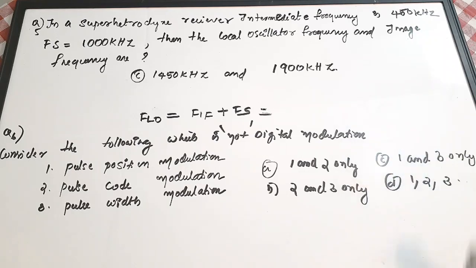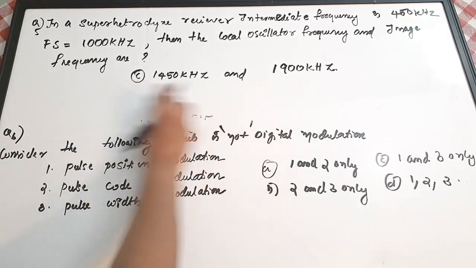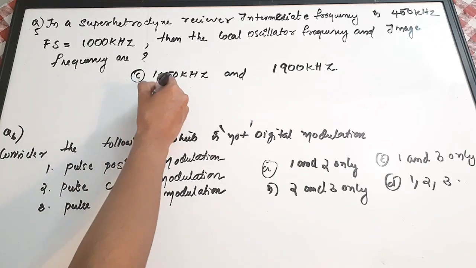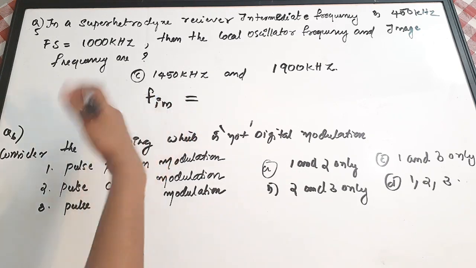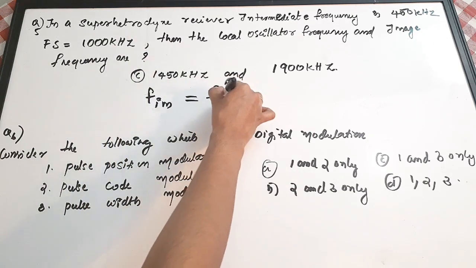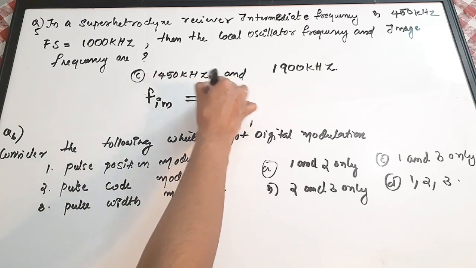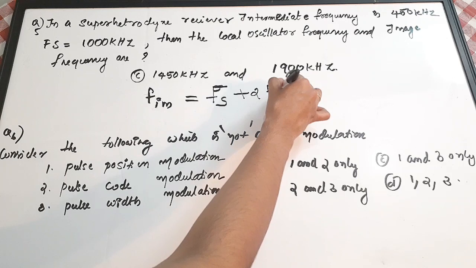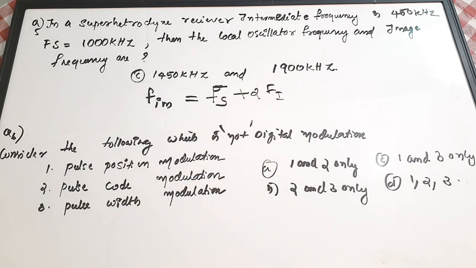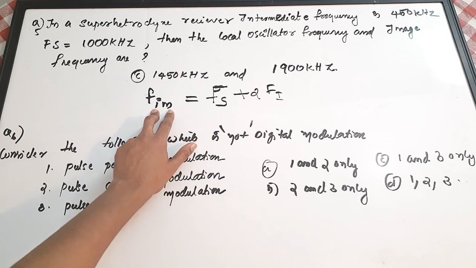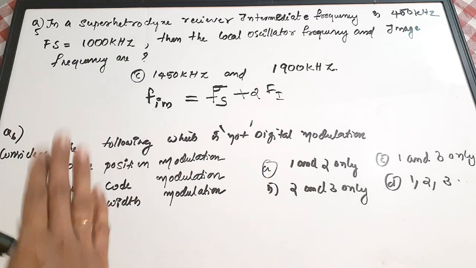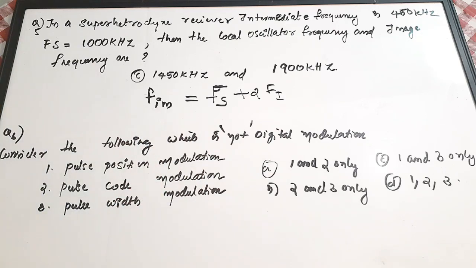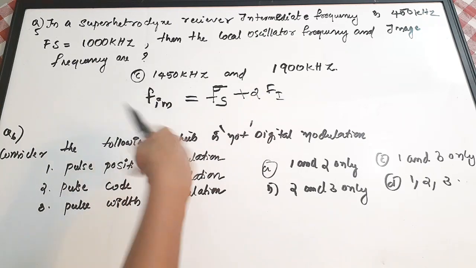Now we need to find the image frequency. What is the equation for image frequency? FIM, the image frequency, is equal to the source frequency Fs plus 2 times the intermediate frequency. You can actually calculate this image frequency without even calculating the local oscillator frequency, because you know the intermediate frequency and you know the source frequency. So you can use this equation before even finding the local oscillator frequency.